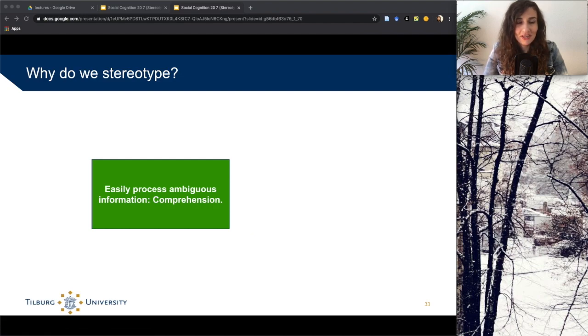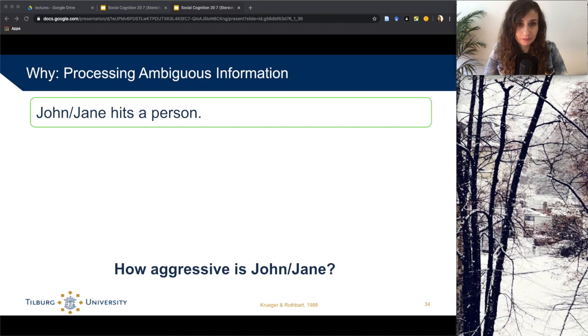First, let's take a look at the comprehension function. Let's see how stereotypes can help people process ambiguous information. And here I want to show you a study that goes into why. So processing ambiguous information, the idea is that stereotypes drive inferences about others when category membership is present. And when no other information is available, then men are rated as more aggressive than women. So this is the idea.